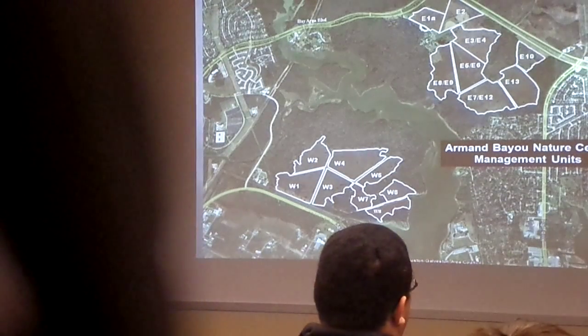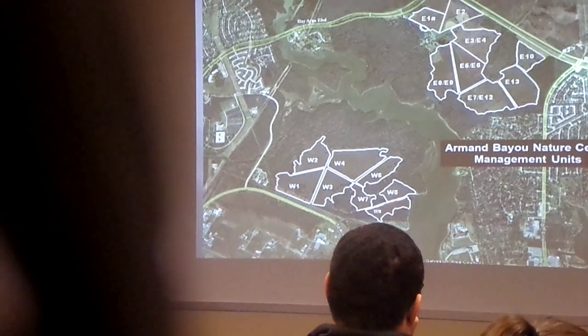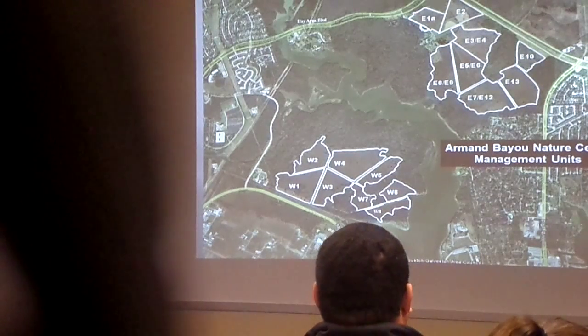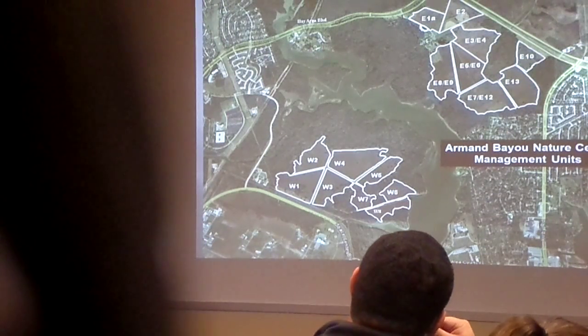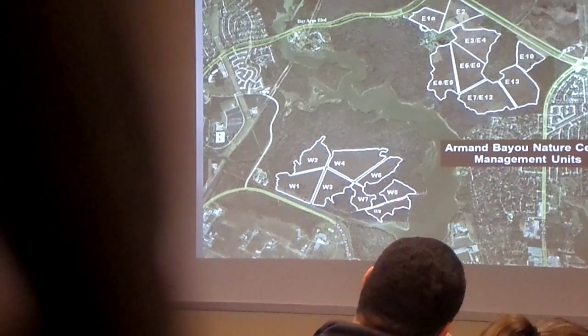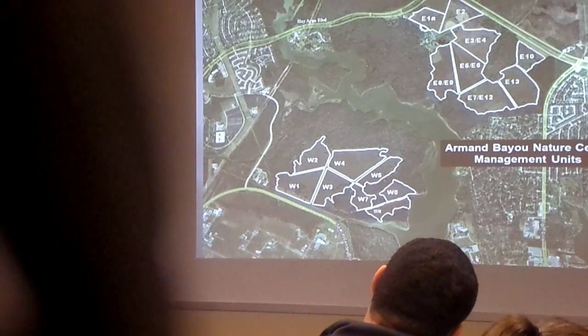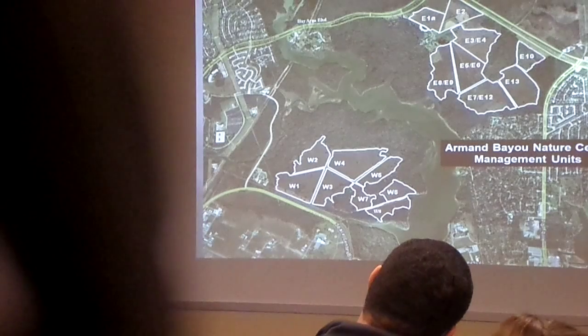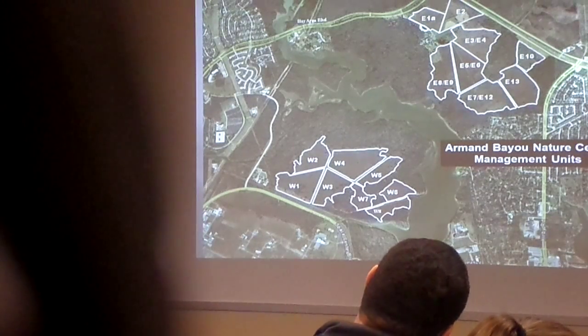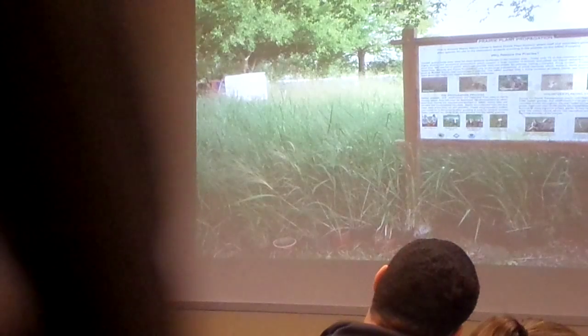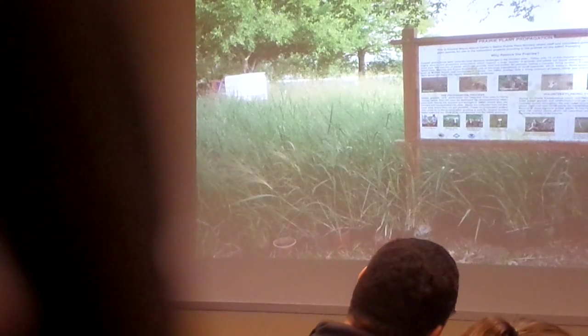Divided into different management units. So each one of these white polygons tells us what portion of the prairie we're talking about and what types of treatments we estimate are needed to have success in removing the invasive species and bringing back those historic native plants that we're trying to encourage.